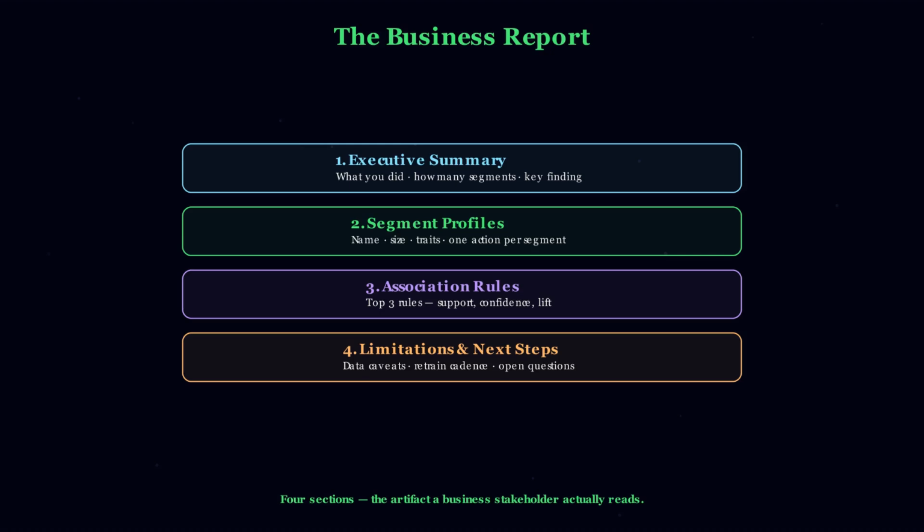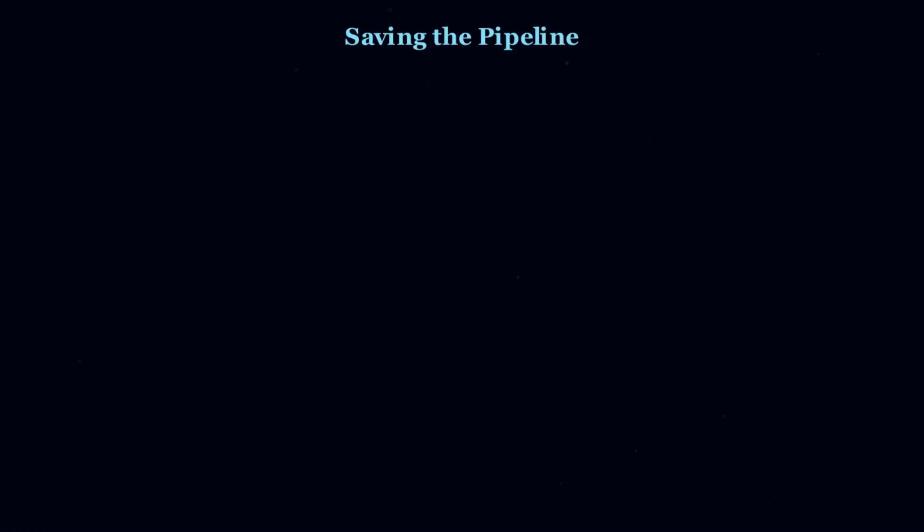3. Association rules summary. Top 3 rules with support, confidence, and lift. 4. Limitations and next steps. Step 9. Saving the pipeline so you can score new customers.